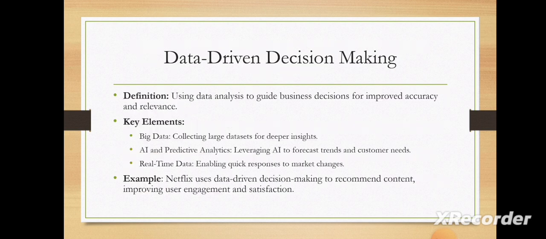Now, let us proceed with data-driven decision making. It is all about using data to guide business decisions, to guide business choices. Data-driven decision making improves accuracy, relevance, and responsiveness. There are about three key elements of this approach. The first element is big data, where we collect large data sets for deeper insights. Then we have artificial intelligence and other predictive analytics, which make it possible to forecast trends and customer needs. Another element is real-time data that enables quick responses to market changes.